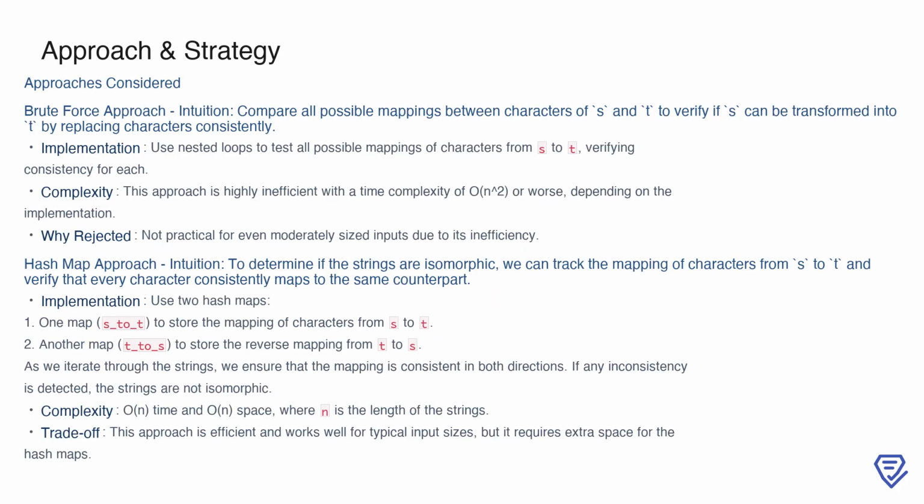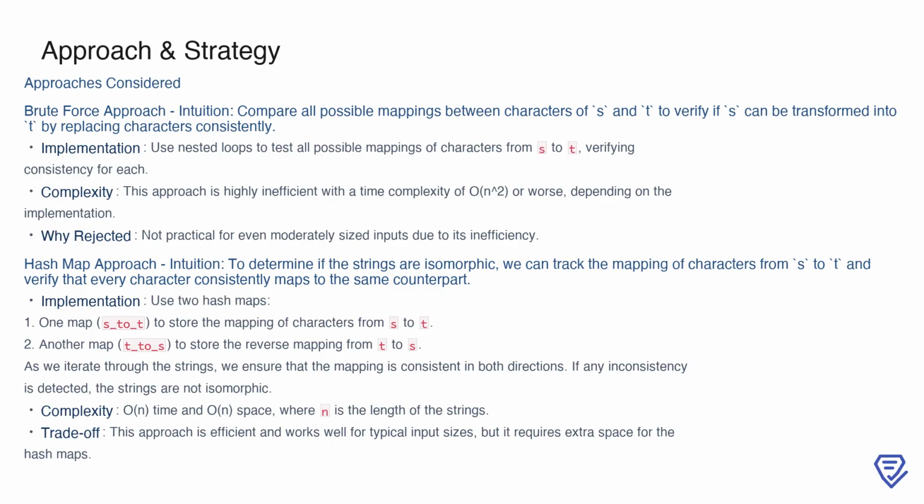To solve the problem of determining whether two strings are isomorphic, we considered multiple approaches. The first is the brute force approach, which involves comparing all possible mappings between the characters of S and T. The idea here is to systematically test if S can be transformed into T by consistently replacing characters. However, implementing this requires nested loops to explore all mapping possibilities, which makes it highly inefficient. The time complexity can easily reach n squared, or worse, depending on the details, making it impractical for even moderately sized inputs. We rejected this approach due to its inefficiency.